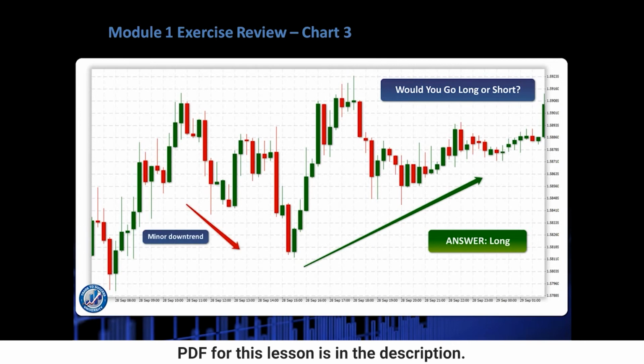We do have a minor downtrend here, which is pointed out by the red arrow, and in this area here you may want to take some very short-term shorts, but that would be on the smaller time frames. But on this time frame, it's not so much of a downtrend for us to actually take advantage of. So overall, looking at the whole chart, the answer to the question is long because it is an uptrend.